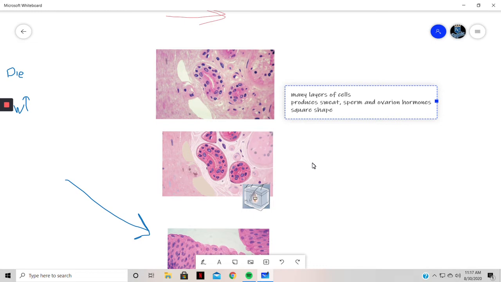Okay, ovarian hormones, and that's probably not a great clue either, but this is the one that's going to give it away. Oh, I forgot my U there. There we go. Square shape. And of course, boom, flash bulbs should be going off everywhere. Hands should be flying up into the air. Square shape. So who's that got to be? That's right. Cuboidal.